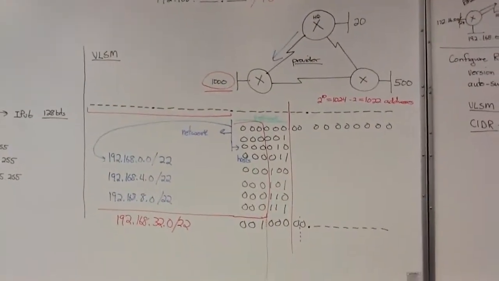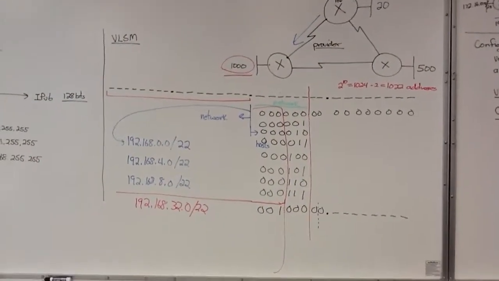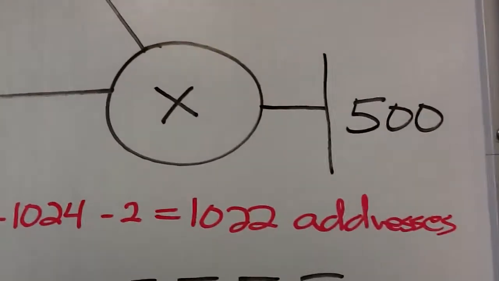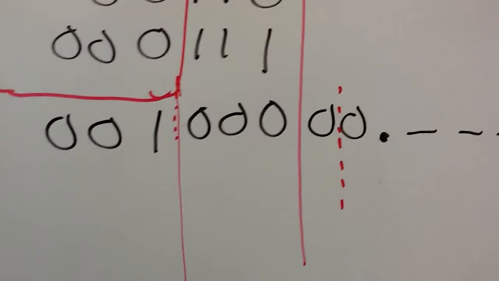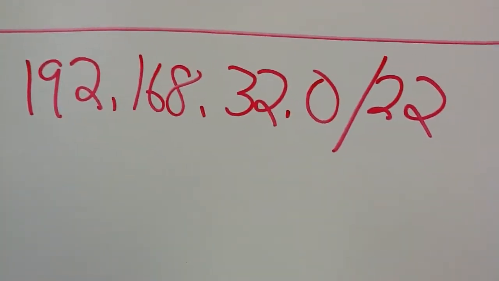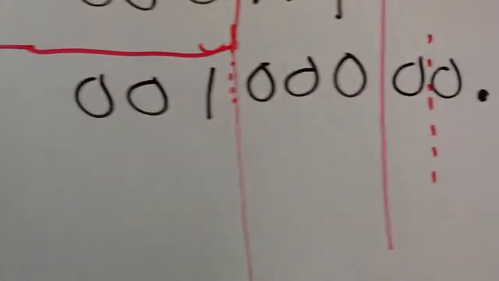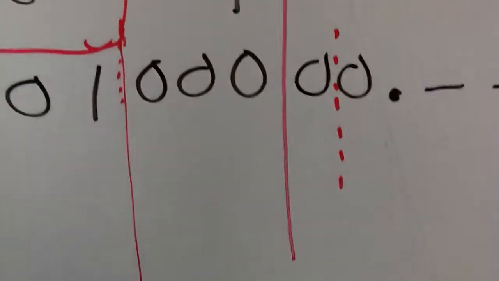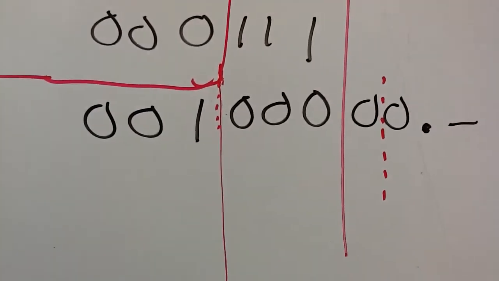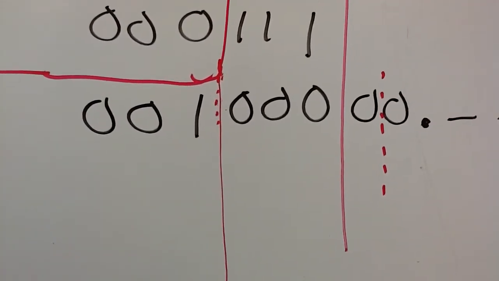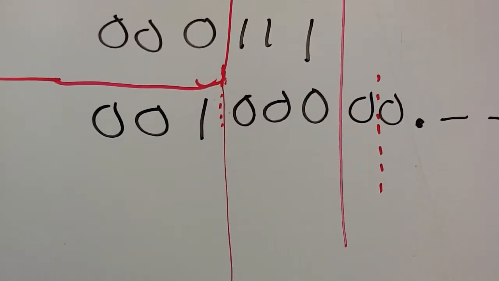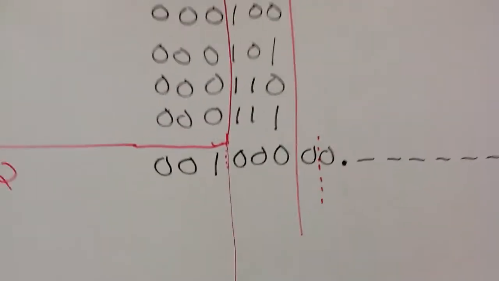So then if you were going to subnet for that 500, right up here, we went down here and we took the first one, 192.168.32.0/22, right there, and then we divided to the right, and we took one place, and that would give us 2 networks of 500. We didn't write that one all out.